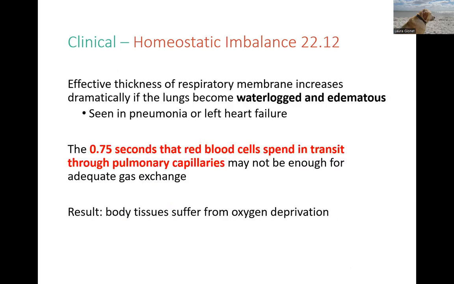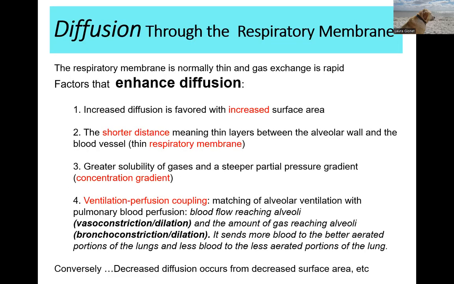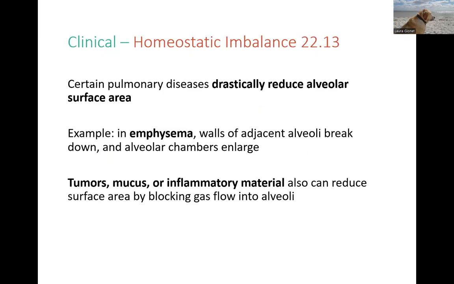The effective thickness of the respiratory membrane increases dramatically if we have lungs that become waterlogged or edematous, seen in pneumonia or left heart failure. When we start having pulmonary edema, then we have now changed this factor number 2, the distance between the layers of the respiratory membrane. If it's thicker, it discourages diffusion.